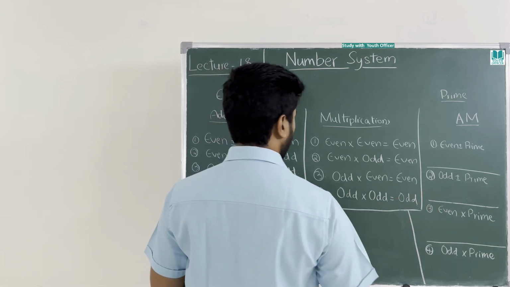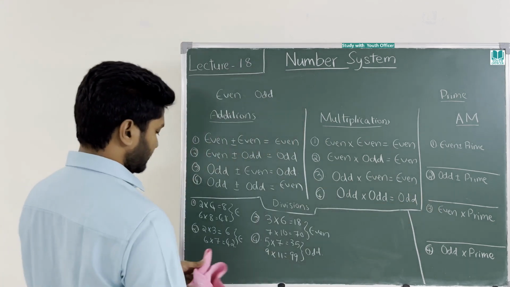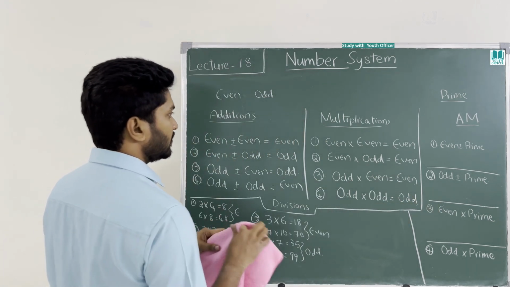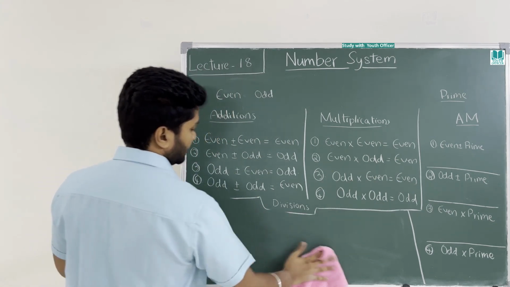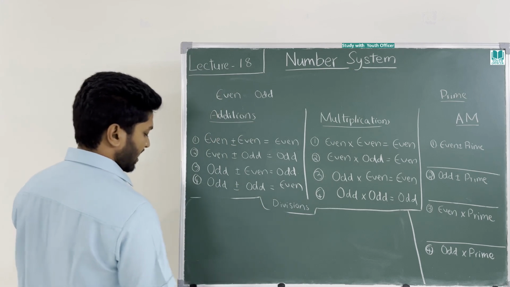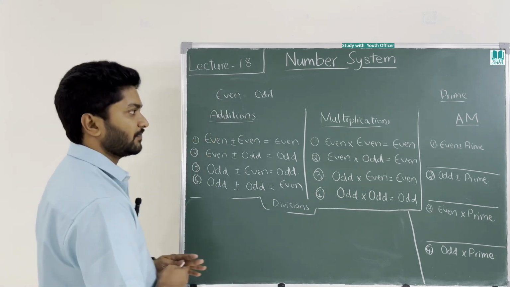Odd into odd will give you odd. So far so good, right? Now we will go to prime numbers. This one you might not have heard this concept before. I will teach you now.